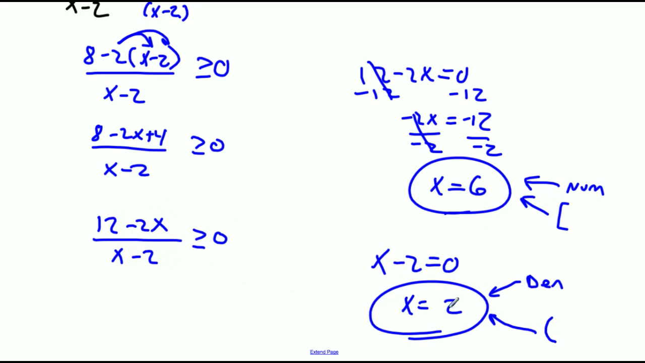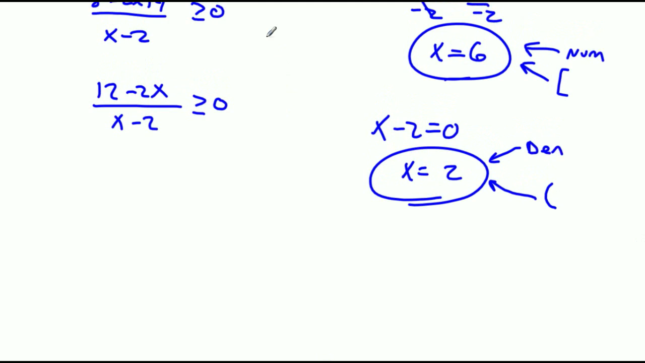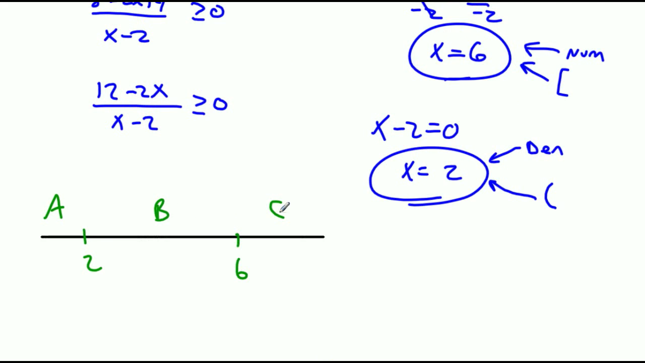Okay? So now that we have our two values, we're just going to use the same process that we've learned from the quadratics or the polynomials. We're going to make a number line. We're going to plot those two values, and then we're just going to test the values. All right? So we have the value of 2, and we have the value of 6, and we have A, B, and C. Right? So now we just got to plug values into here and see when it's going to give us true or false.